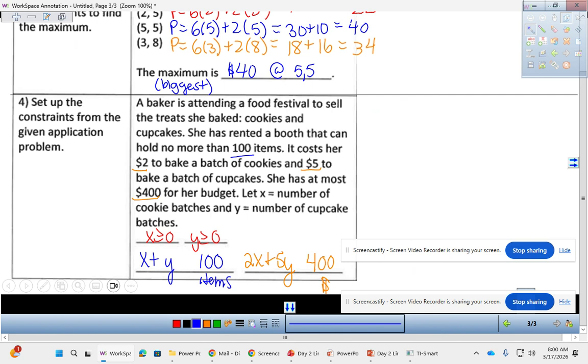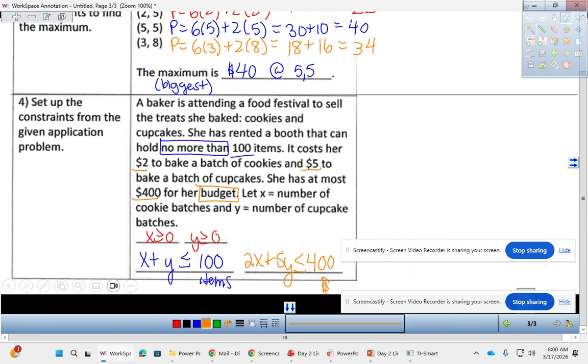And then finally, I need to know what symbol goes with that. For the blue, it's no more than. If it's not more than, then it's less than or equal to. And the 400 is a budget. Remember, if you go to the store with money in your pocket, you can spend all that money or less than. You can't spend more than you have. So this is another less than or equal to.